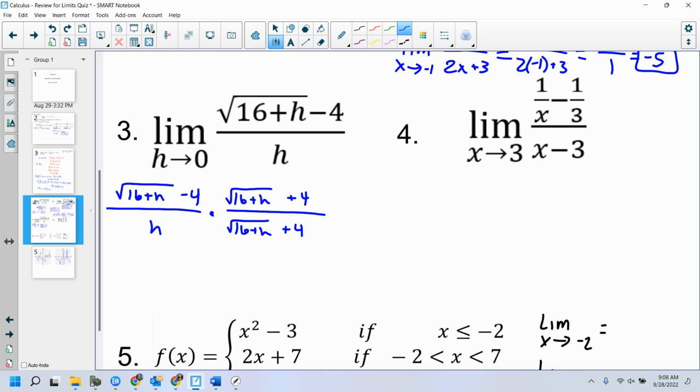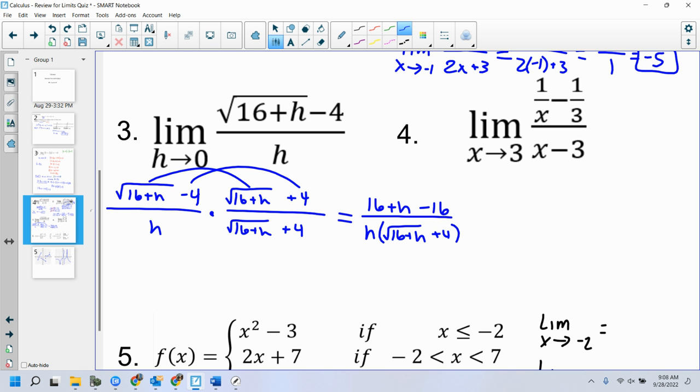Okay, now when we do that, we FOIL this here. So first, well, that's just 16 plus h. Outer is 4 radical. Inner is negative 4 radical. So what happens with my outers and inners? Cancel. And then our last, negative 4 times 4 is minus 16. And that's still multiplied by h times, and I don't want to distribute this in, and you'll see why here in a second. 16 plus h plus 4.